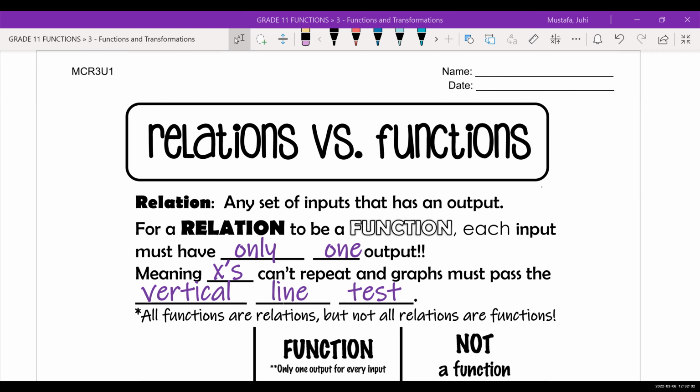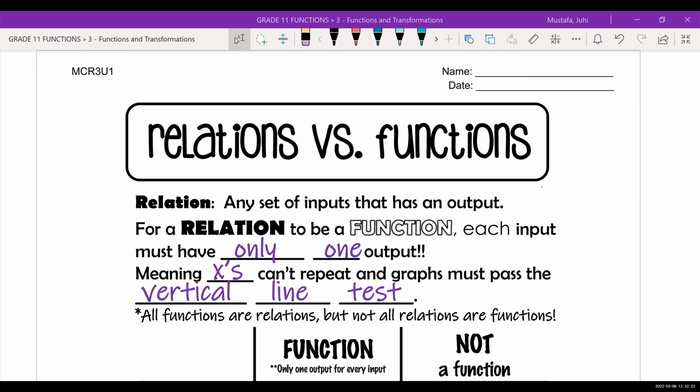A relation is any set of input that has an output. So anytime you have a coordinate, anytime you have an X and a Y value paired together, doesn't matter if they have a relationship or not, like 10, 50, those are just random numbers. But if I pair an X and a Y, an input and an output together, that is called a relation.